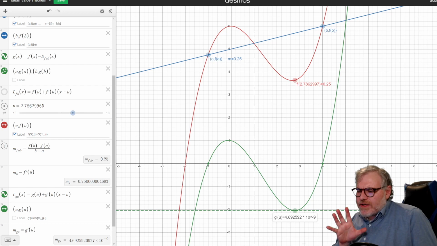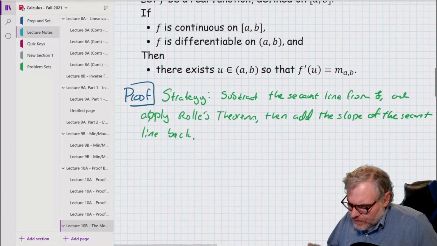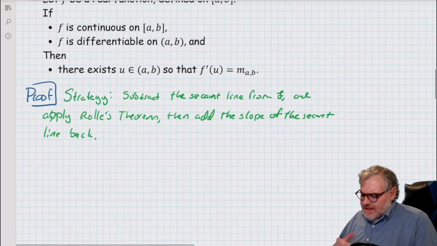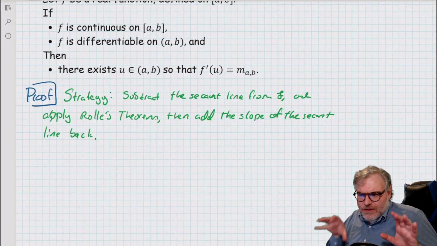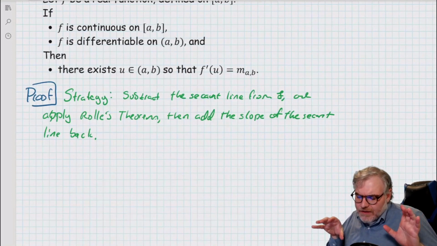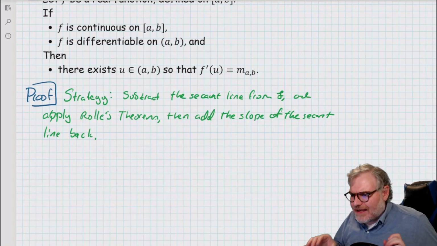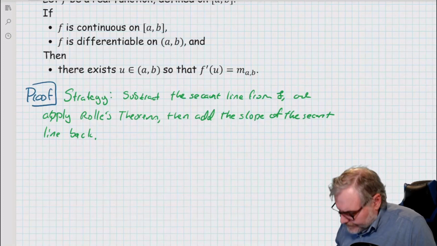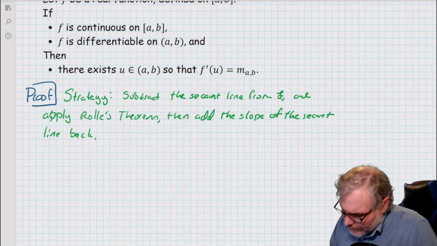Okay, so my strategy for this proof is going to be to subtract the secant line. I'm going to form a new function by subtracting the secant line from f. Then I'm going to apply Rolle's theorem to that function. And then I'm going to add back the slope of the secant line, and I'm going to wind up with the u I want. Okay. Let's do that.